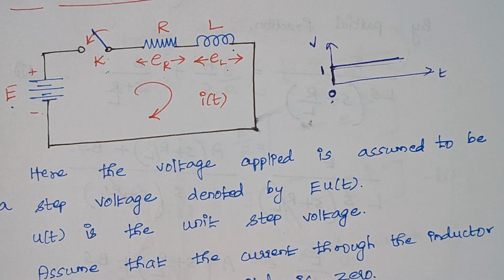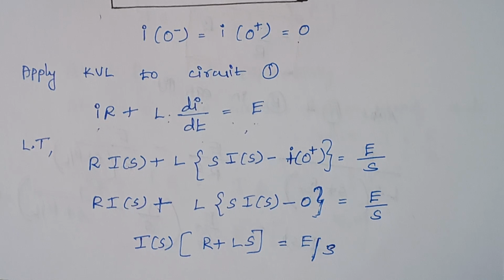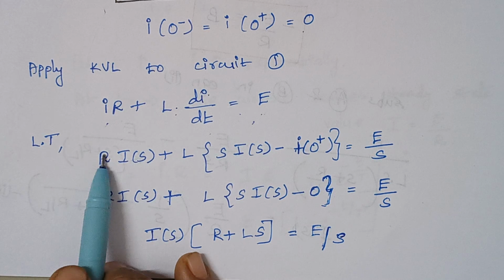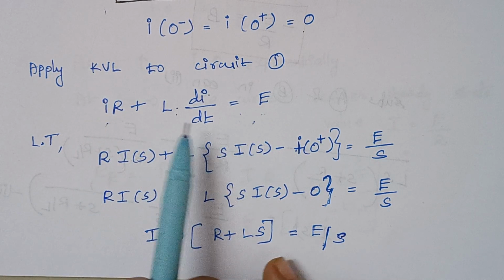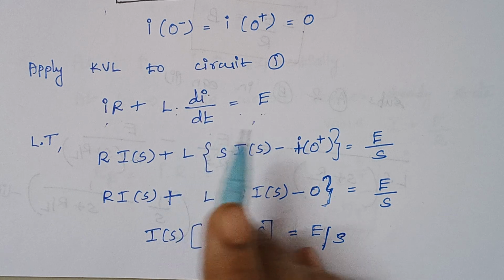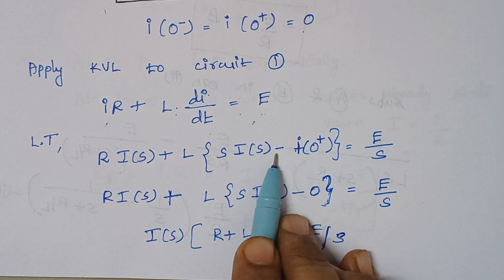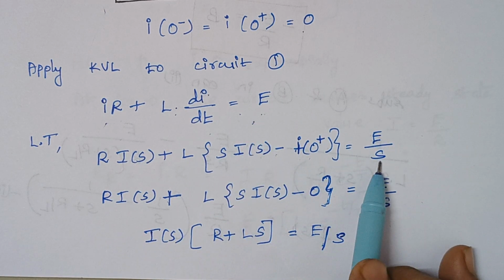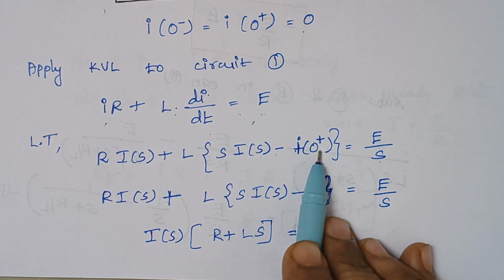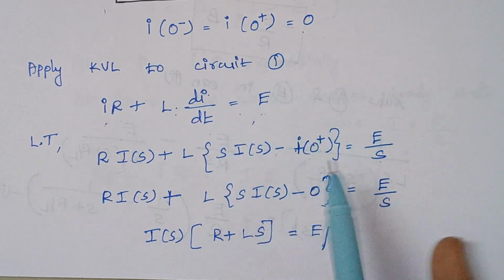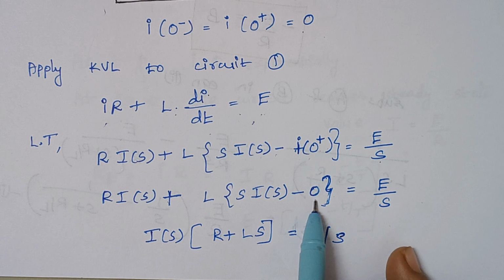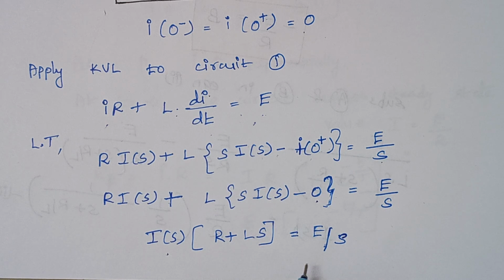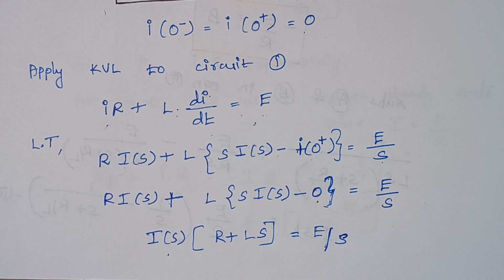Now we are going to apply the Laplace transformation. When you apply it, R times i becomes R times I(s), plus L times d by dt becomes s times I(s) minus i(0 plus), which is equal to E by s. The value of i(0 plus) is again 0, so we substitute it as 0. Then the next step is to take I(s) common outside, so our expression gets modified like this.